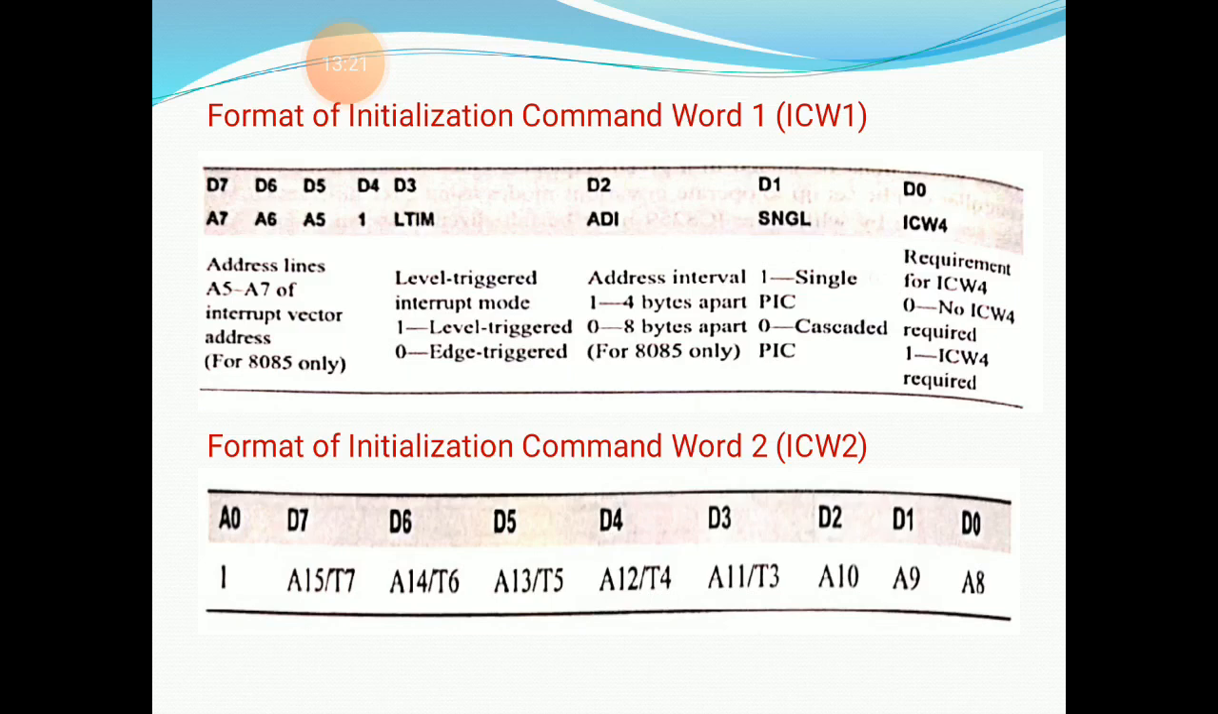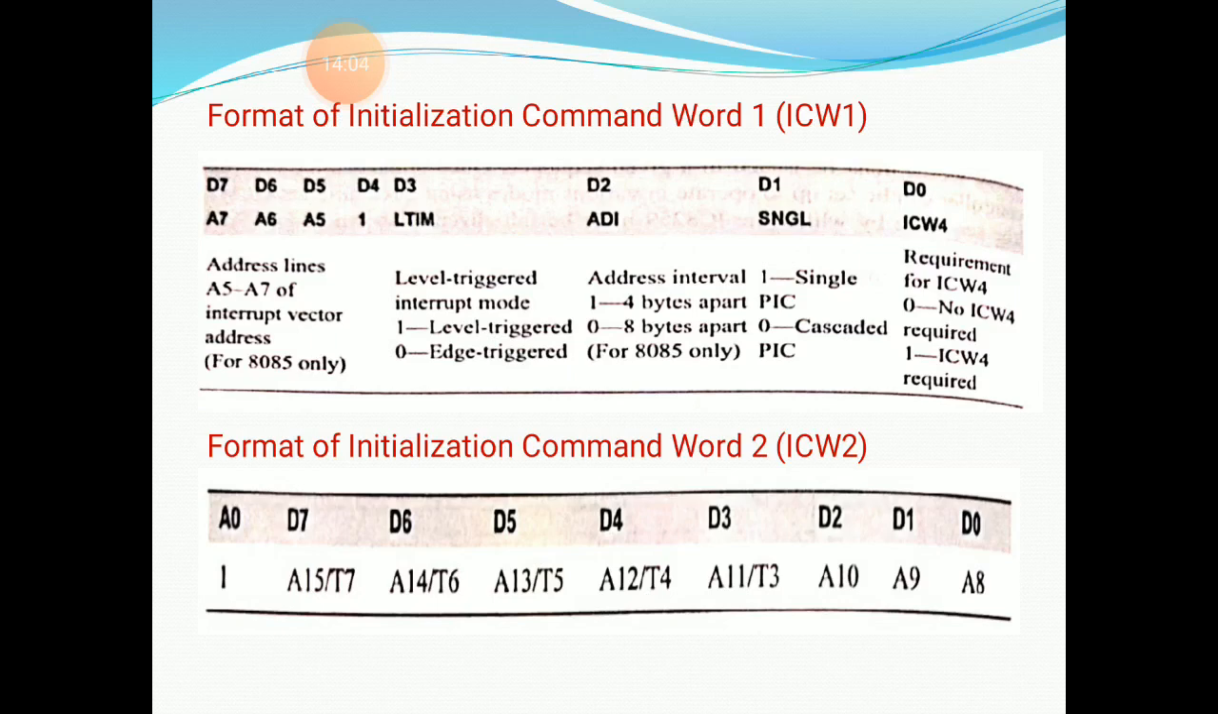Next, D1. D1 means single mode. Single mode means the 8259 is used as a single IC in the interfacing, or in cascade operation. If D1 equals 1, a single 8259 is used in the system. If D1 equals 0, it is cascaded mode. Cascaded mode of operation belongs to ICW3. So ICW3 and ICW4 depend upon D0 and D1. D0 decides whether ICW4 is needed or not. D1 decides whether the IC is used in cascaded mode or not. If it is cascaded mode, ICW3 is required.